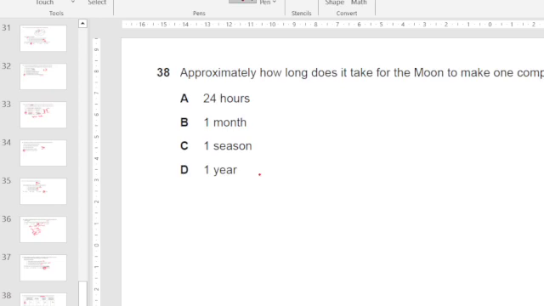The 38th question. How long does it take for the moon to make one complete orbit? It's not 24 months, sorry, 24 hours. And yes, it takes 1 month for the moon to orbit. Half moon and full moon you will have every 15 days. So for the 38th question, option B is the correct option.